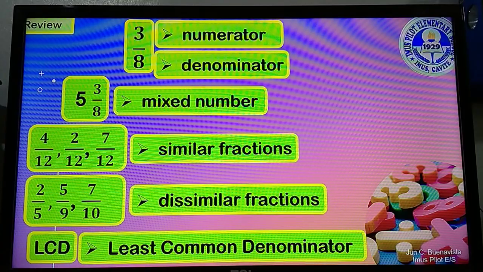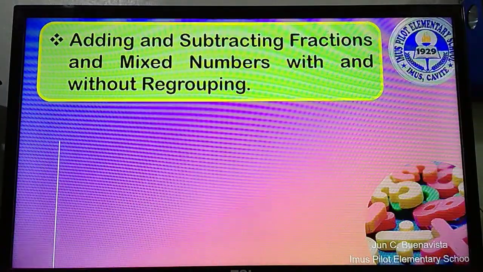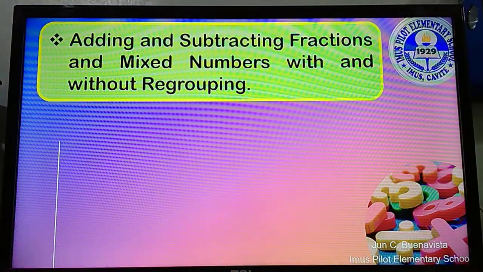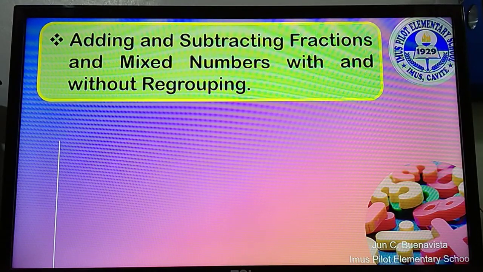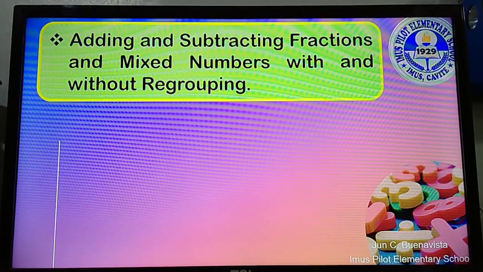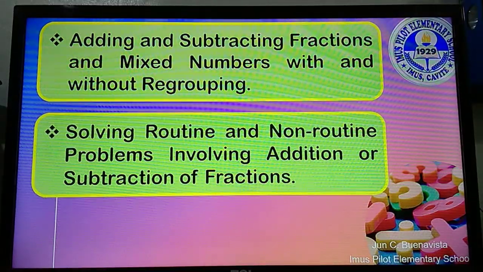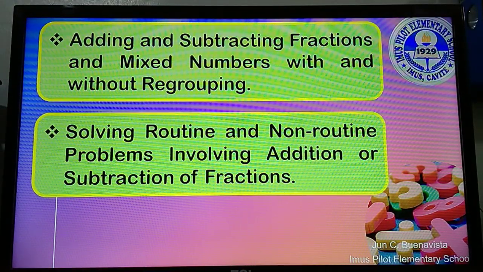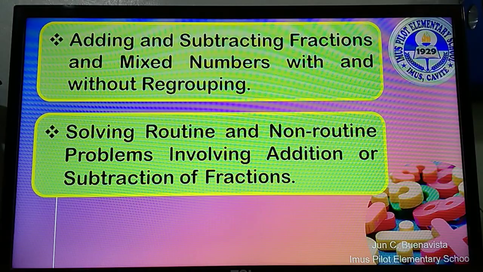Our lesson for today is all about adding and subtracting fractions and mixed numbers with and without regrouping. When we say with regrouping, there is a borrowing or there is a carry of 1 in addition. While without regrouping, you are not going to borrow or rename your fractions. Then we are going to study also solving routine and non-routine problems involving addition or subtraction of fractions.